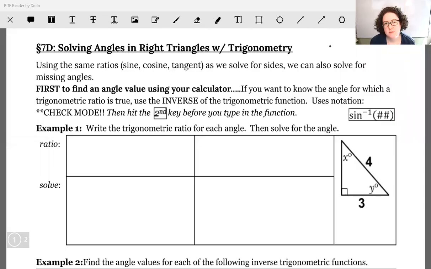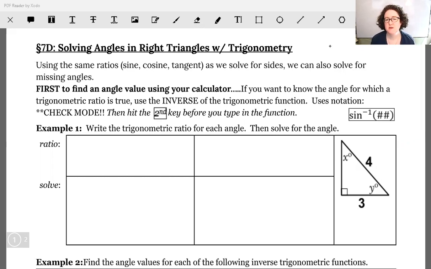In today's lesson, now that we've looked at how to use trigonometry to solve for missing sides, how can we use it to solve for missing angles? So the first example problem that we're going to look at, you'll notice I have two missing angles. I have an x and I have a y.